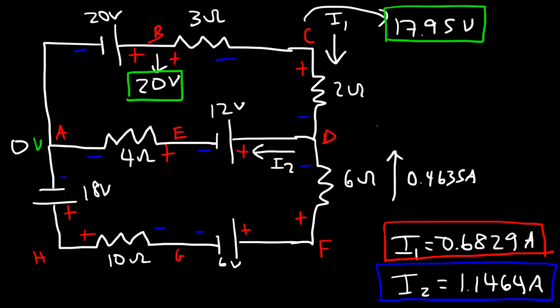So now let's calculate the potential at D. So we're going from C to D. So we're going towards a lower potential, so that's going to be a voltage drop. And it's I1 times 2. So 2 times 0.6829, that's 1.3658. 17.95 minus that number, that's going to give us a potential at point D of 16.58 volts.